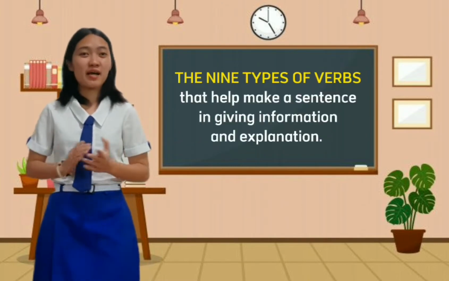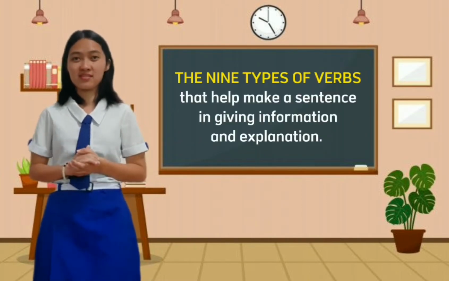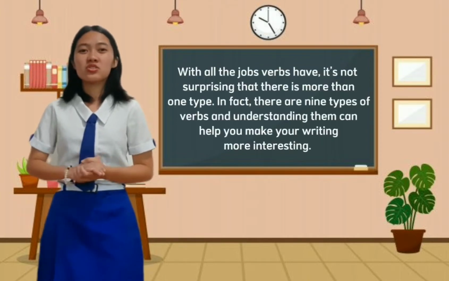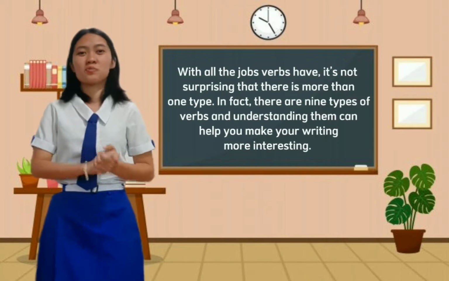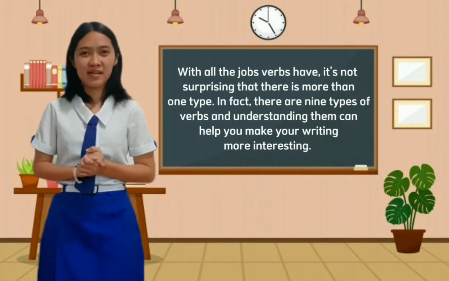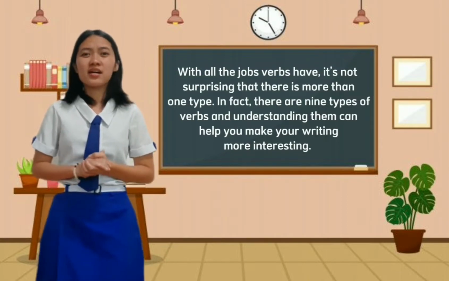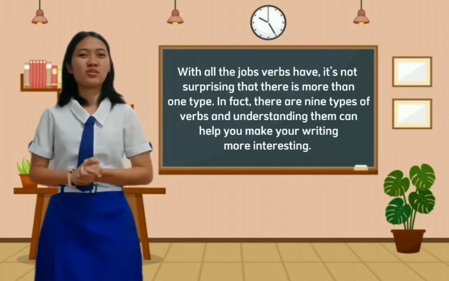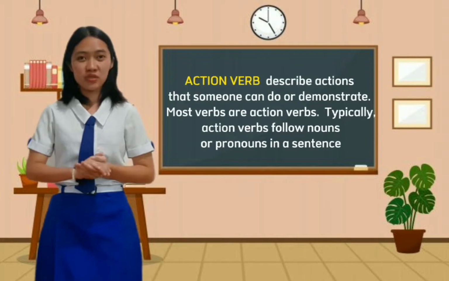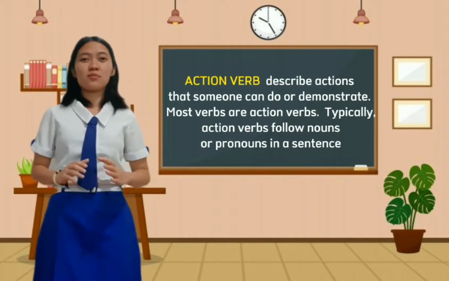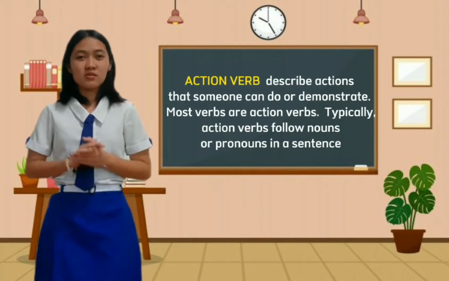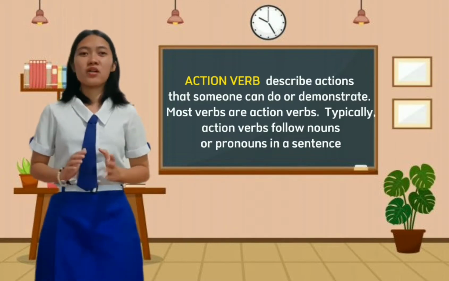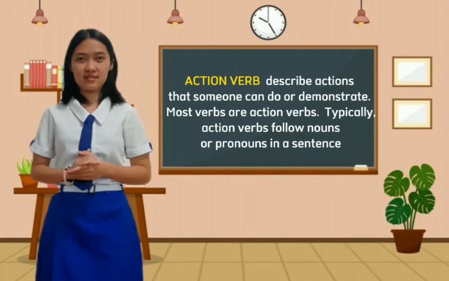What are the 9 types of verbs that help make a sentence in giving information and explanation? With all the jobs verbs have, it's not surprising that there is more than one type. In fact, there are 9 types of verbs, and understanding them can help you make your writing more interesting. Action verbs describe action that someone can do or demonstrate. Most verbs are action verbs. Typically, action verbs follow nouns and pronouns in a sentence.